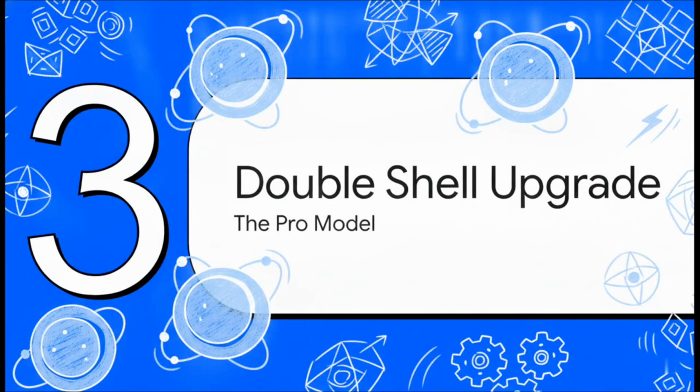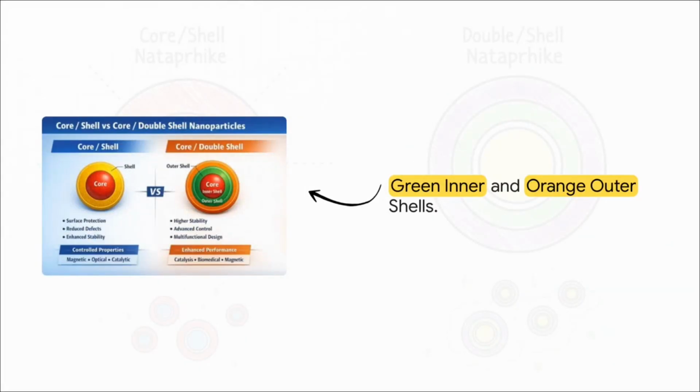Let's jump into section 3, the double shell upgrade, basically our pro model. If the standard model was a major scientific achievement, this one represents a massive technological leap forward. We're adding an entirely new dimension of engineering here.